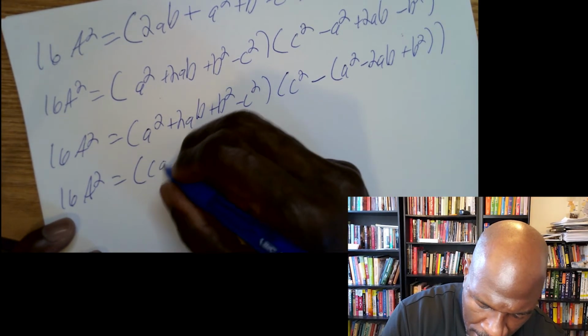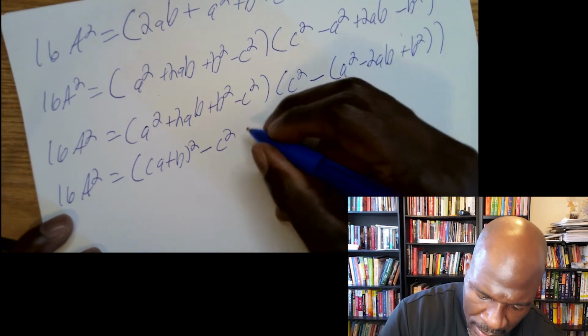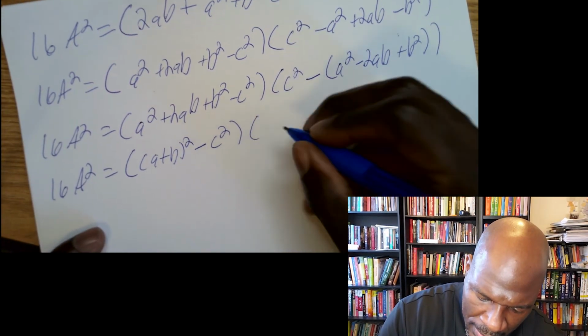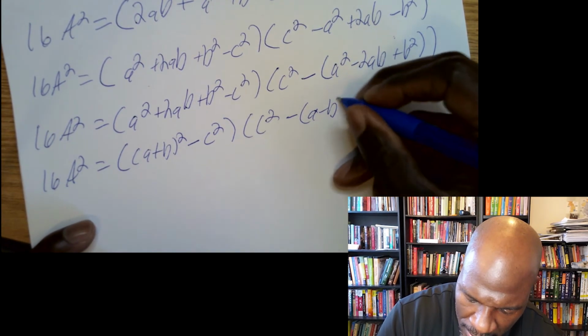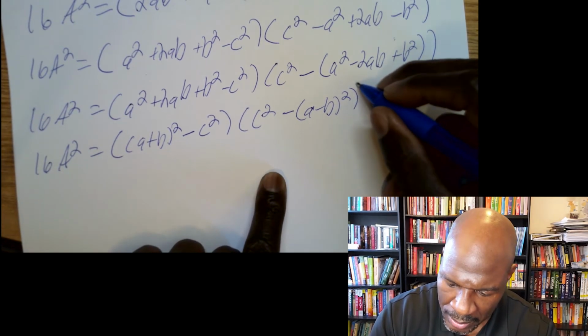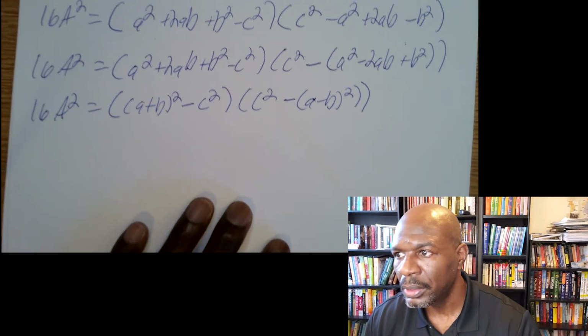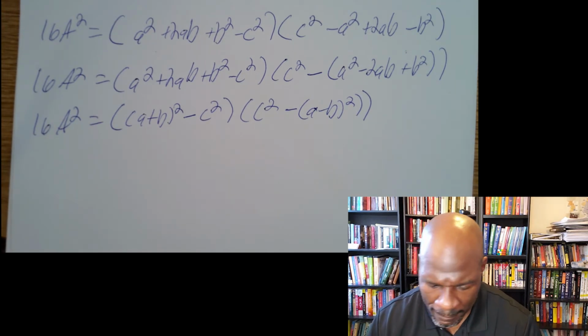So this is (a plus b) squared minus c squared. And this is c squared minus (a minus b) squared. Do I need another parenthesis? Yes. All right, cool. I hope that looks as beautiful to you as it does to me.